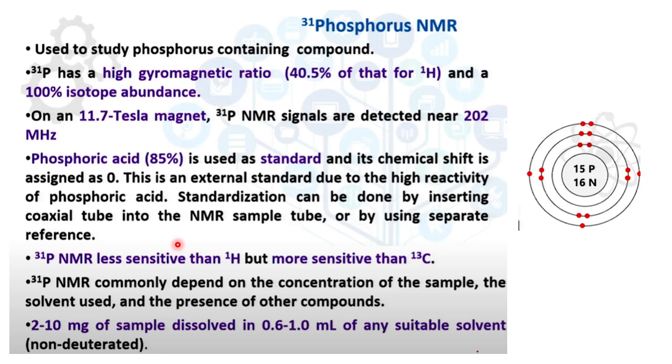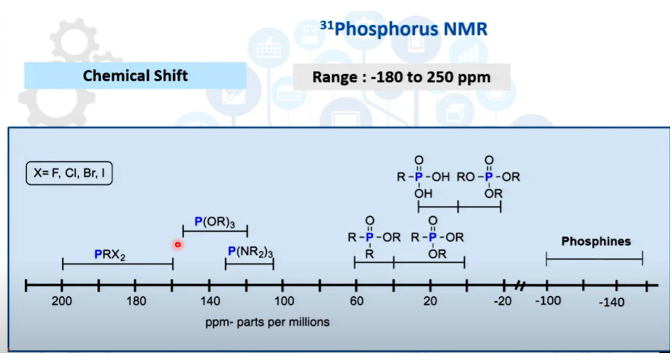31P NMR commonly depends on the concentration of the sample, since the sensitivity is a little bit less as compared to proton and 13C. The concentrations will be a little bit higher as compared to your proton, and usually you should prepare your sample using 2 to 10 milligram of your sample dissolved in a proper solvent. If you compare the chemical shift, the range is minus 140 to 200. So that is a broad range where phosphorus can be detected in 31P NMR.